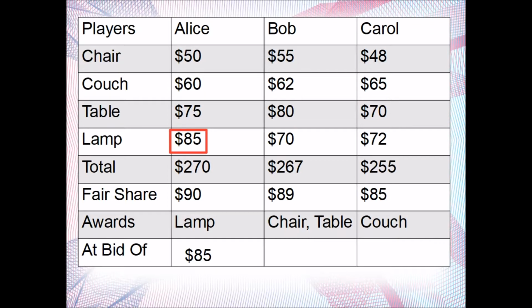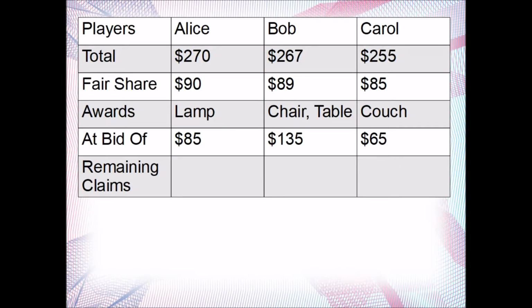Now Bob won the chair and the table. He bid $55 on the chair and $80 on the table, so that is a grand total of $135. Carol won the couch for $65. So that's what the "at bid of" row means. They're not necessarily paying these amounts, but that is the total value of the items that they have right now. And if you look at it, Bob's got substantially more than everyone else. So this would not be fair right now, but we're going to fix it.